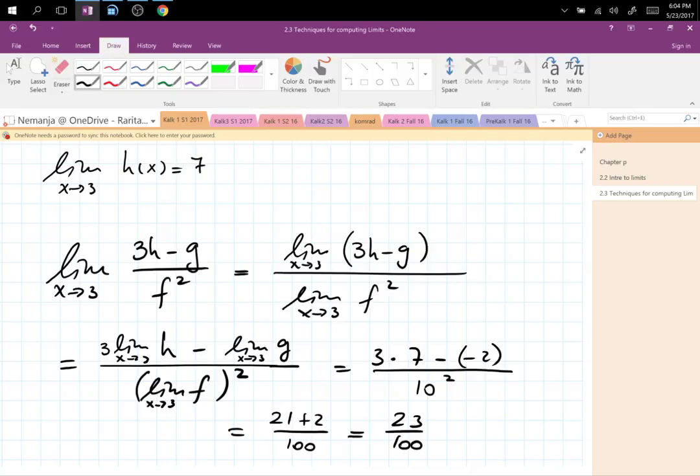So those are the techniques when we use the limit laws, if we know some of the limits for the function.